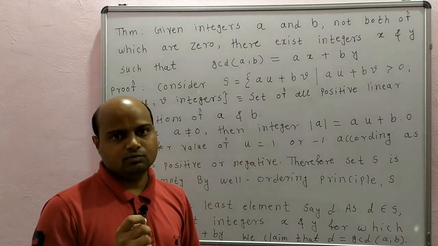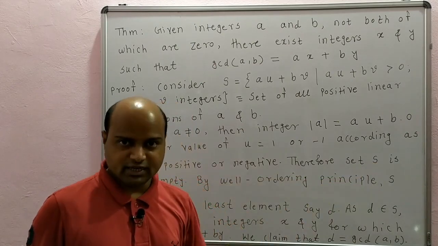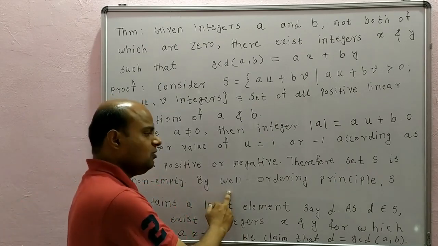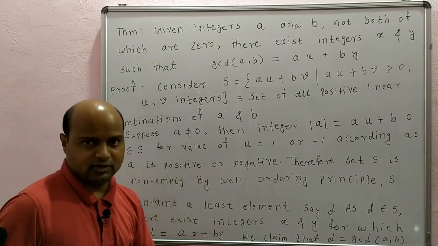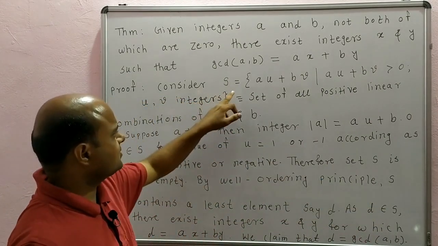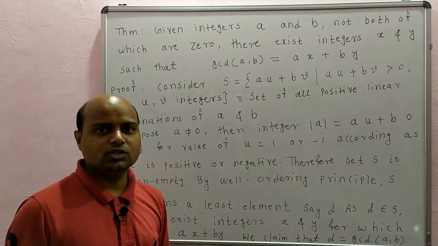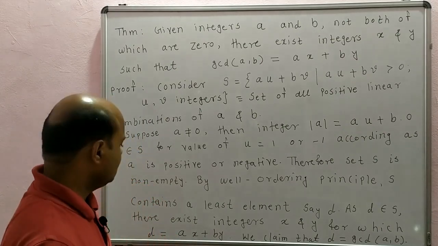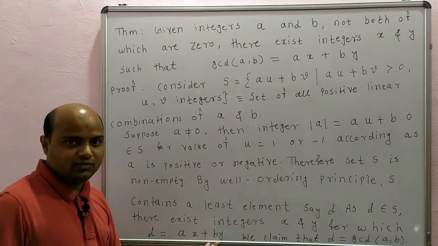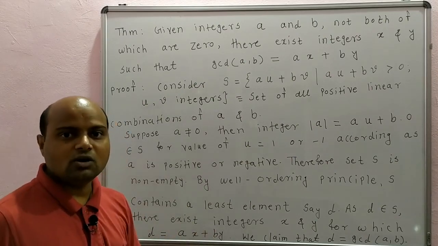Already we have learned the well ordering principle. What does the well ordering principle say? If S is any non-empty subset of the non-negative integers, then it contains a least element. So by the well ordering principle, S contains a least element, say that element is d. Now d is in S, and S is the set of all positive linear combinations of a and b. Therefore d is a linear combination of a and b. Therefore there exist integers x and y for which d = ax + by. See here, d is a linear combination of a and b.